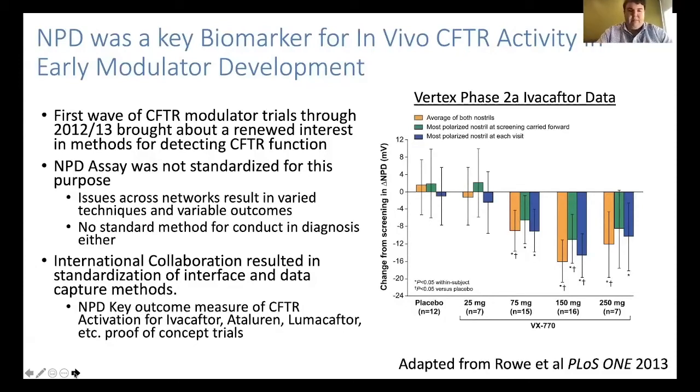And by way of reminder, the NPD has been a key outcome measure for the early modulator developments, including ivacaftor, Adalir, and lumacaftor, with some of this data shown by work by Steve Rowe from the ivacaftor phase 2A trials going back some years ago.